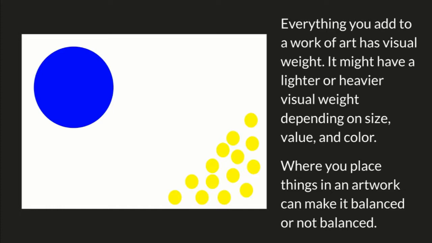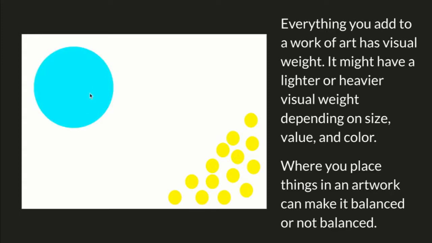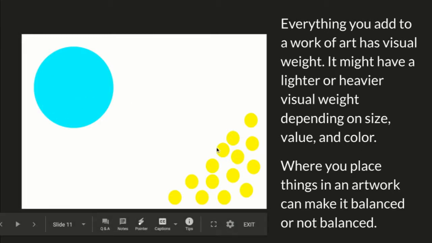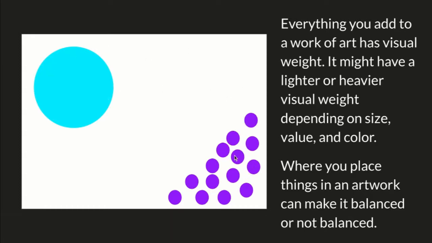So we want to be aware of the colors that we are using in our artwork and making sure that they are also balanced. If we turned this blue into a cyan, so a lighter blue, now we can start to see that these become more balanced again. And then if we wanted to make these circles darker, then we get another view of this balancing happening where now the visual weight is over here. The heavier visual weight is over here.